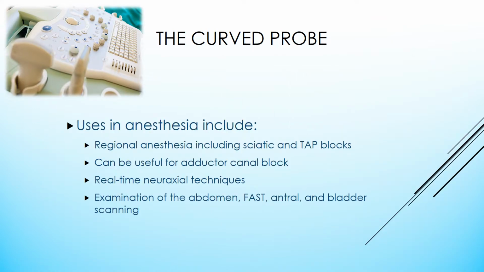The curved probe. Uses in anesthesia include regional anesthesia including sciatic and TAP blocks. This probe can be useful for adductor canal blocks as well. Real-time neuraxial techniques can utilize this probe, as well as examination of the abdomen for FAST, antral and bladder scanning of the patient.